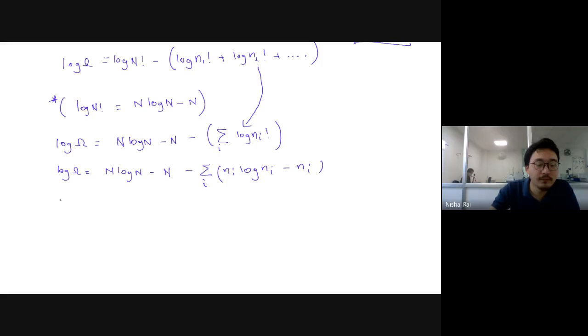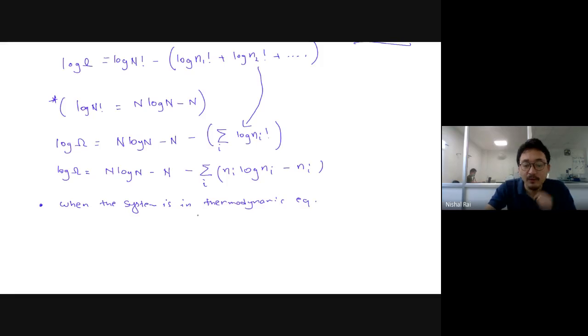Now we will consider the condition when the system is in thermodynamic equilibrium. As we have already seen, for thermodynamic equilibrium, delta of this should be 0. If we differentiate both sides, what you will get? Delta log of omega should be equal to, this is just a constant. If you take a derivative of this, how much you will get?